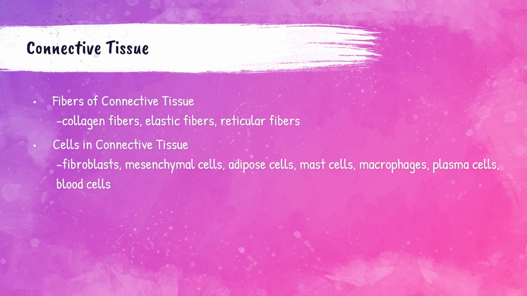the cells. So the fibers of connective tissue include collagen fibers, elastic fibers, and reticular fibers. The cells in connective tissue include fibroblasts, mesenchymal cells, adipose cells, mast cells, macrophages, plasma cells, and blood cells. So let's briefly talk about these fibers and cells.